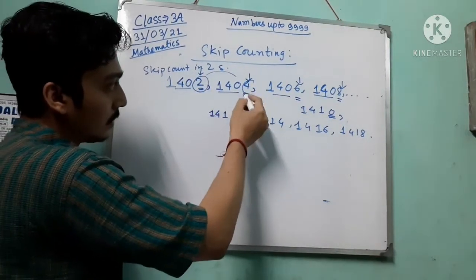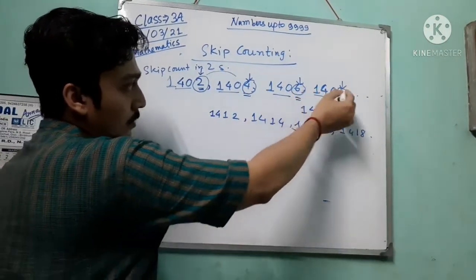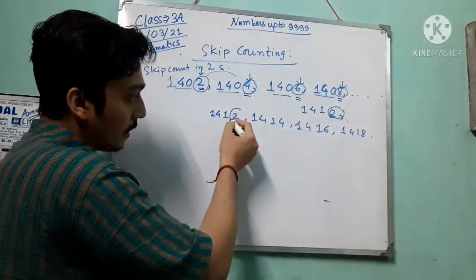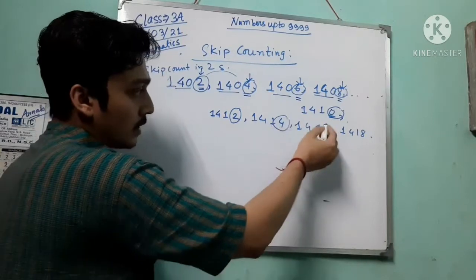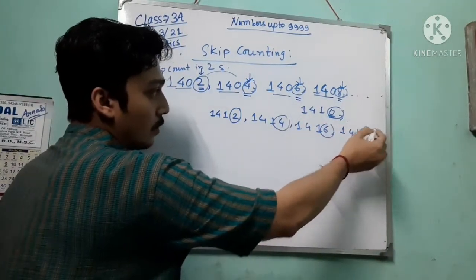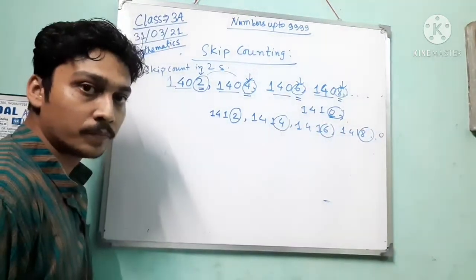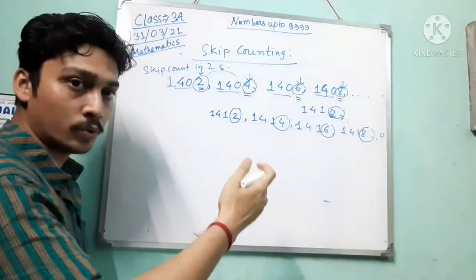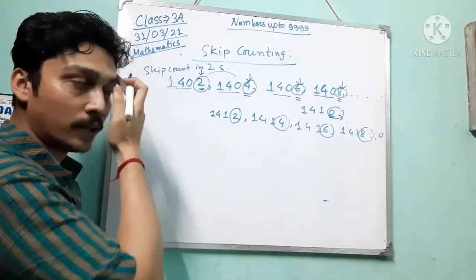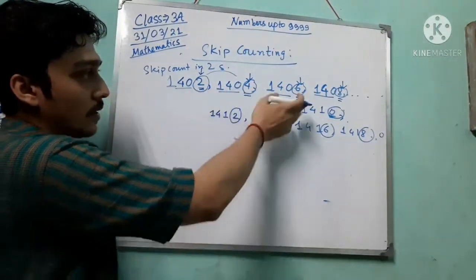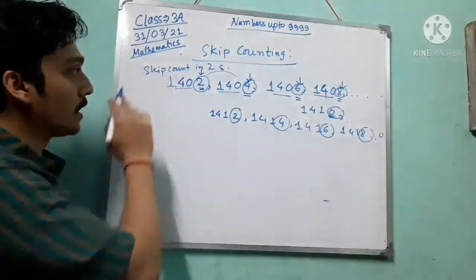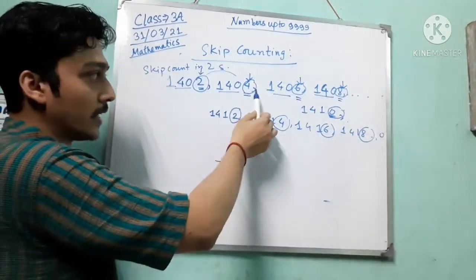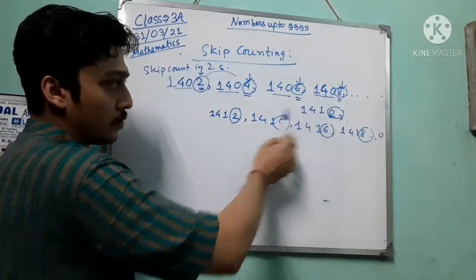The numbers here are 2, 4, 6, 8, 0. Then again 2, 4, 6, 8, 0 are coming. So if you add 2, 2, 2, 2 to the numbers, you will get these numbers. So they are skip counting in 2s. If you see, there is a fixed gap. The gap is 2, the gap is 2, the gap is 2, and so on.